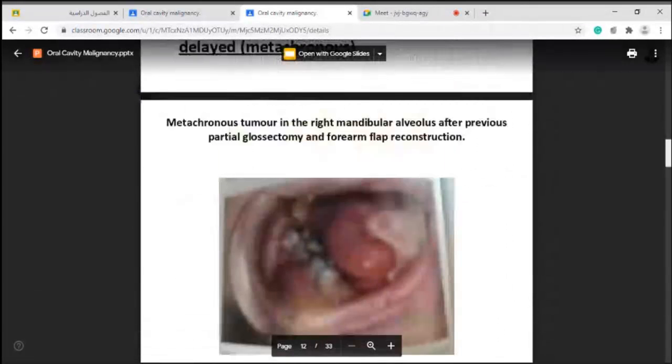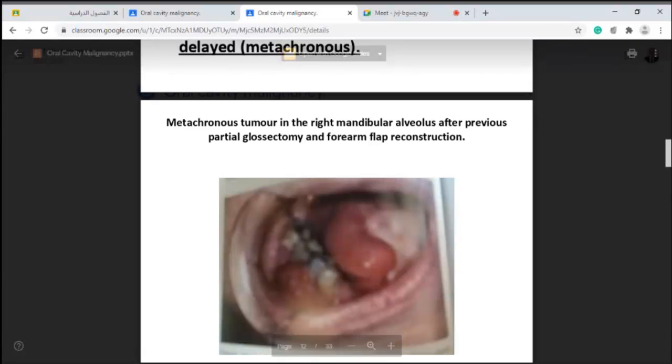So this picture is very nice to show a metachronous tumor in the right mandibular alveolus after previous partial glossectomy and forearm reconstruction. This is why there is this pale patch; this is after the glossectomy. The patient had carcinoma of the tongue. We do partial glossectomy, removing half of the tongue. Sometimes we do partial glossectomy, and sometimes total glossectomy, where we remove the whole tongue. But this patient, we did partial glossectomy.